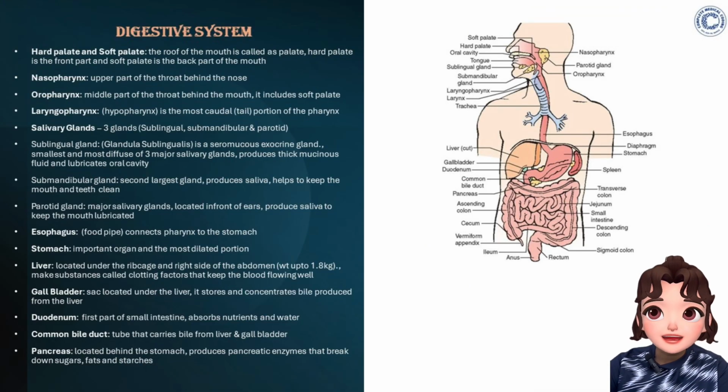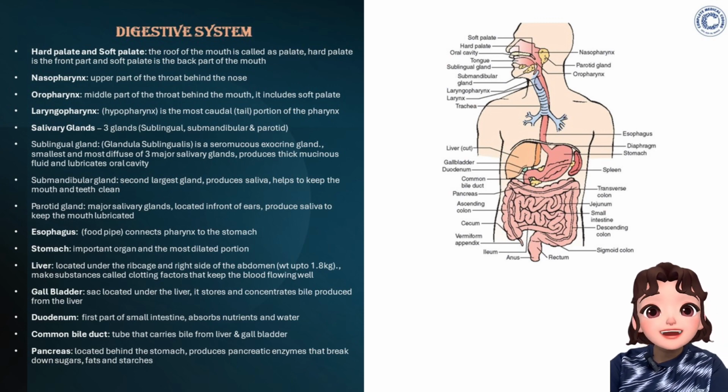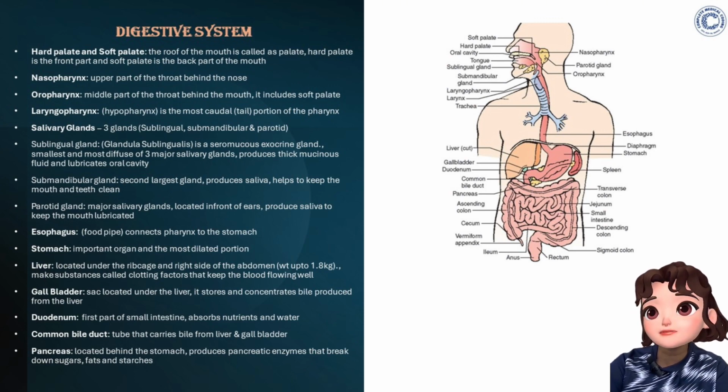Let's start with the digestive system. It initiates with the palate. The palate is the roof of the mouth, and it consists of the hard palate and the soft palate. The hard palate is the front part, whereas the soft palate is the back part of the mouth.